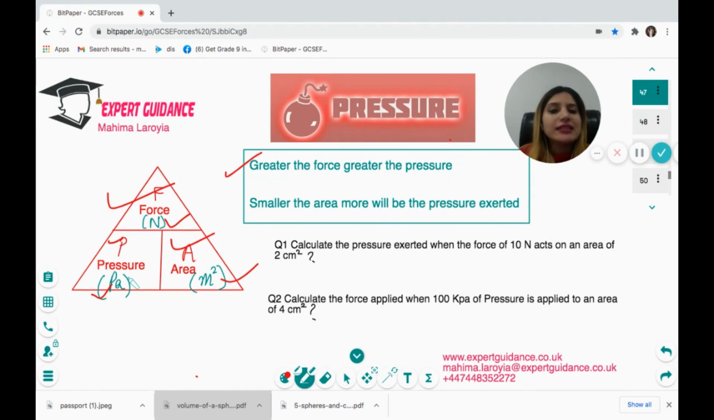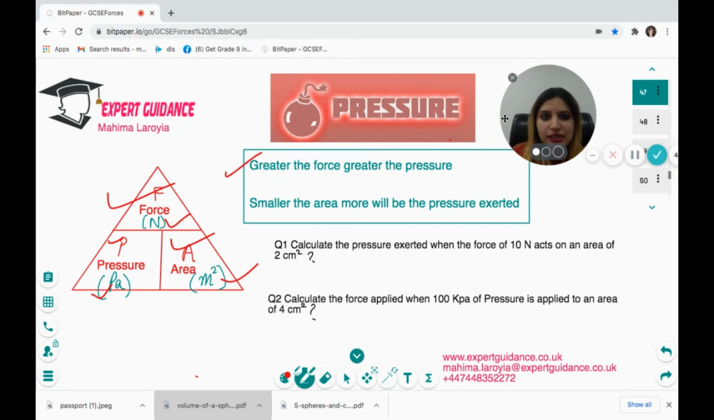Okay, now let us look at 2 examples. In the first question, you can look on the board. They have given you the force of 10 newtons and the area of 2 centimeters squared and ask you to find the pressure. In the second question, they have given you the pressure of 100 kilopascals and the area of 4 centimeters squared and ask you to find the force. Now you can try these questions, pause this video and take care of the units here. The area is given in centimeters and you need to convert it into meters. Okay, so let us have a look.